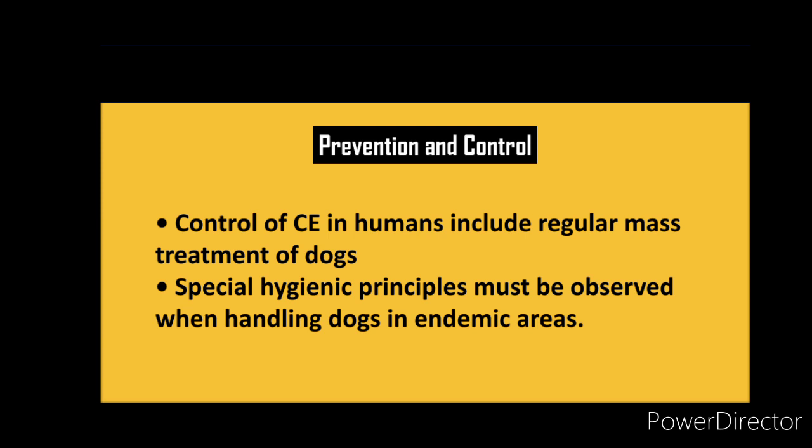Prevention and control. The best ways to prevent cystic echinococcosis in humans include regular mass treatment of dogs, regular treatment of infected dogs to reduce worm load, elimination of stray and infected dogs, prevention of dogs eating infected offal of sheep or cattle, strict personal hygiene, and avoidance of contact with dogs. Special hygienic principles must be observed when handling dogs in endemic areas.